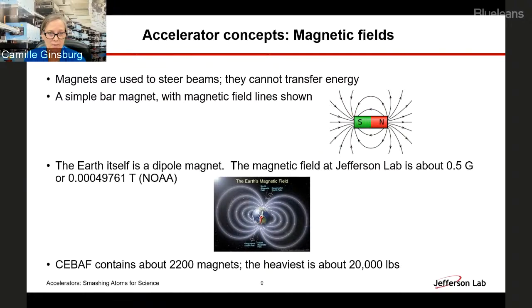The Earth itself is a dipole magnet. If you look at the Earth's magnetic field, you see it looks very similar to this example. In fact, the magnetic field where I'm sitting right now at Jefferson Lab is about 1/2 of a Gauss, or a more precise number is given by NOAA. You can look it up online. CEBAF contains about 2,200 magnets, and the heaviest magnet is about 20,000 pounds, quite heavy.